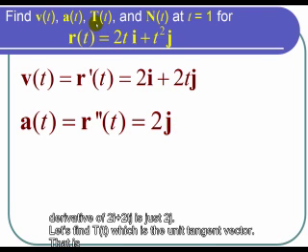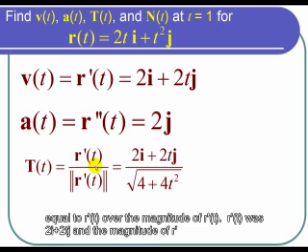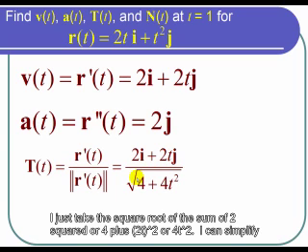So let's find capital T of t, which is the unit tangent vector, and that is equal to r prime of t over the magnitude of r prime of t. So r prime of t was 2i plus 2t j, and for the magnitude of r prime, I just take the square root of the sum of 2 squared, or 4, plus the quantity 2t squared, or 4t squared.